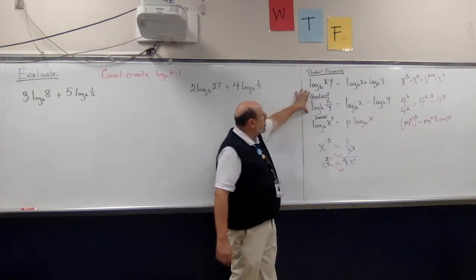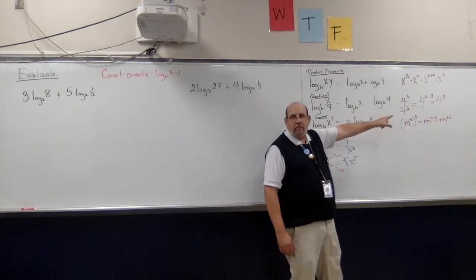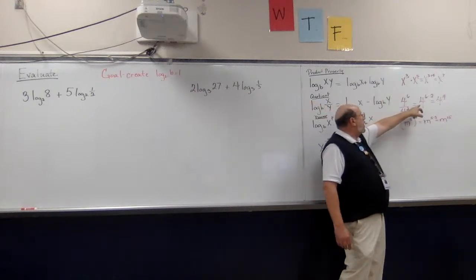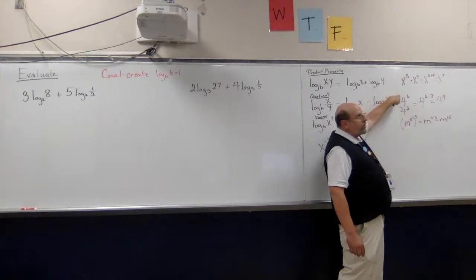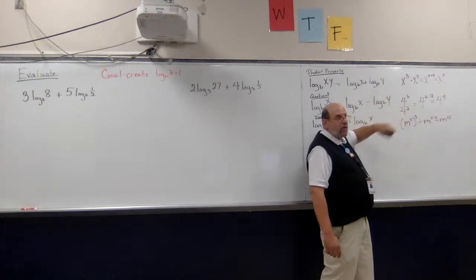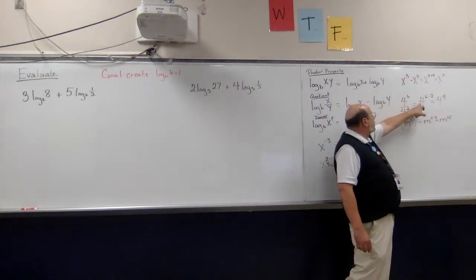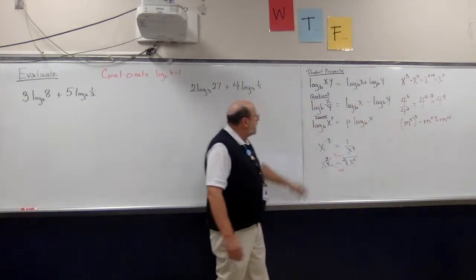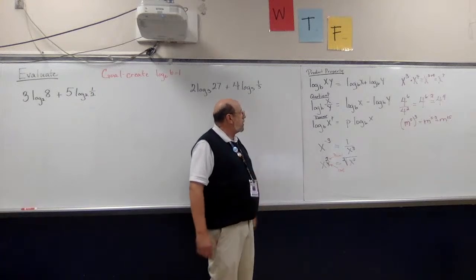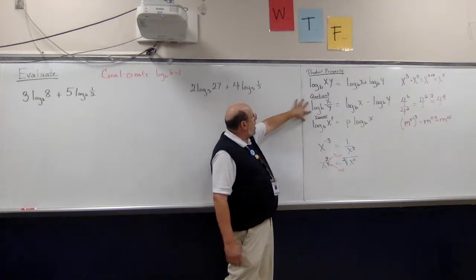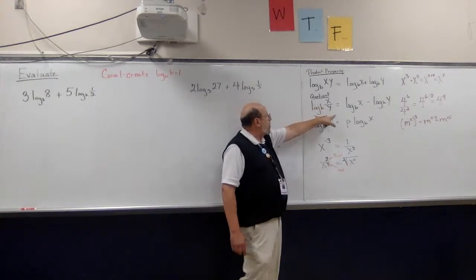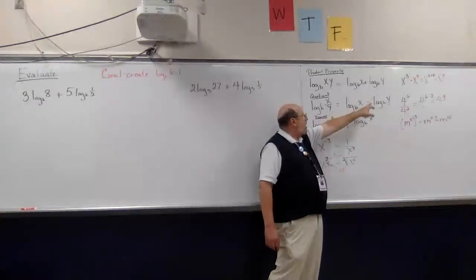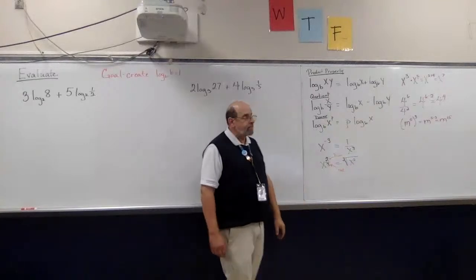Let's talk about the quotient property. What happens when we have the same base and we're dividing with exponents? All right, well, 4 to the 6th power divided by 4 squared is 4 to the 6 minus 2, which is 4 to the 4th. Here, when we talk about logarithms, here it is, log base b of x divided by y is the same thing as log base b of x minus log base b of y.